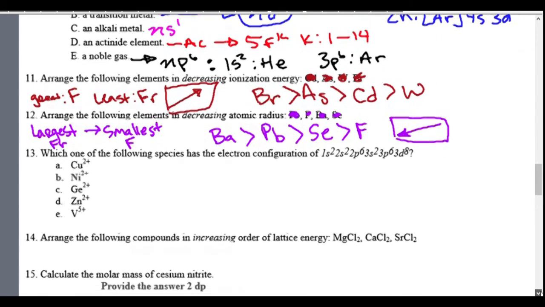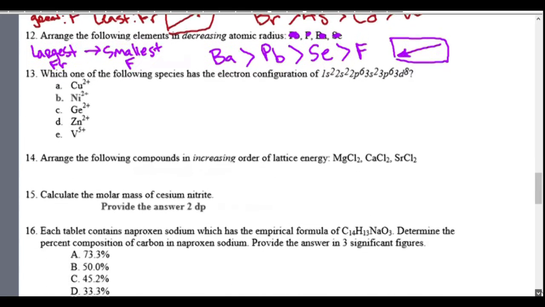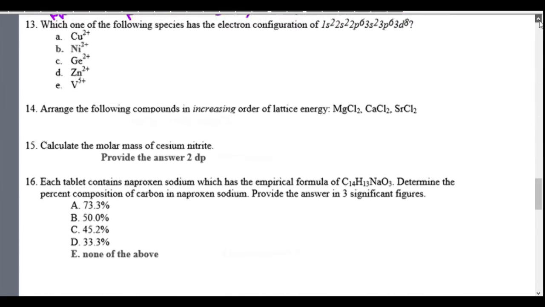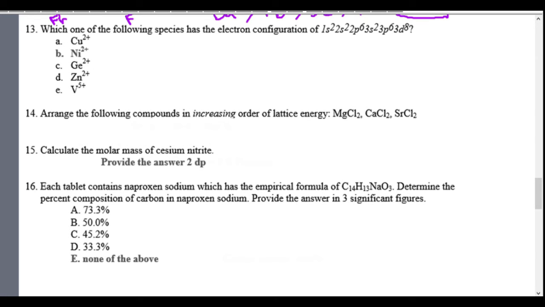Alright, I know this video is super long so far, but we've only got a few more to go before I turn it into the next video. Which one of the following species has the electron configuration of this? Remember, pay attention to the end first. If we look up to here, 2p6 gives us neon.